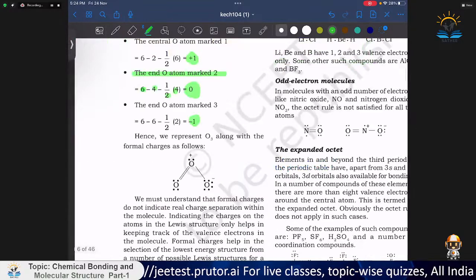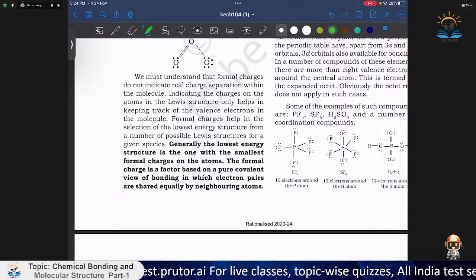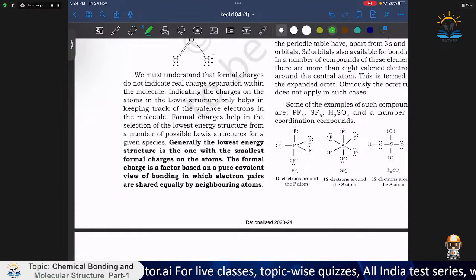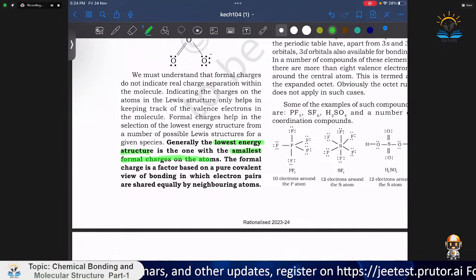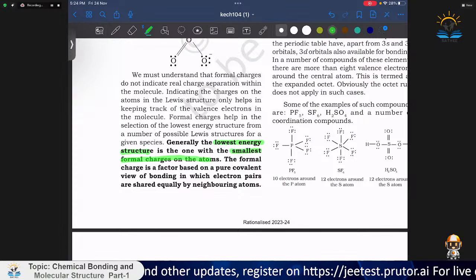All right. Before that, generally the lowest energy structure is the one with the smallest formal charge on atoms. Lowest energy structure, smallest formal charge, not an ionic character right now. Okay, limitations of the octet rule.